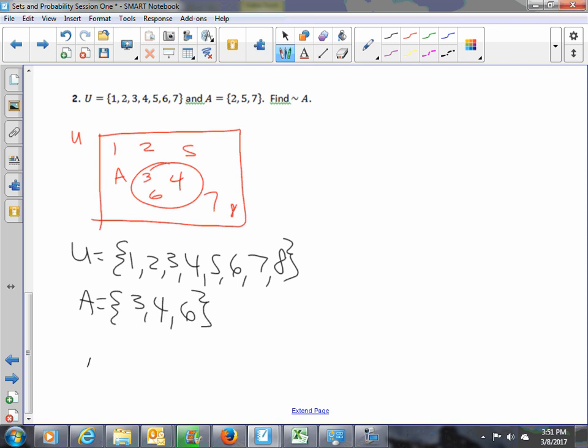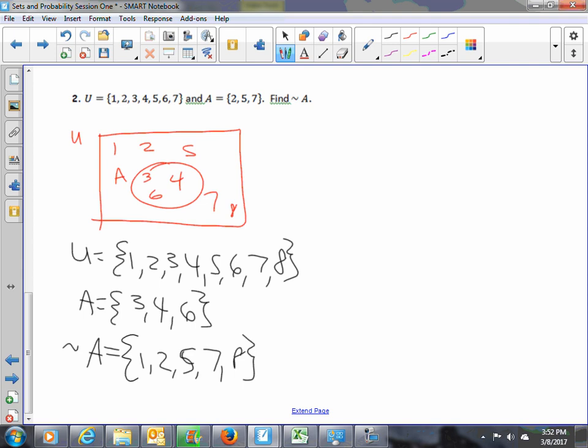Now, the complement of A, and we write that like this, although sometimes they'll use a little accent mark up in the exponent point on the A. Anyway, the complement of set A is going to be the elements that are in the universal set that are not in the set A. So that would be 1, 2, 5, 7, and 8.